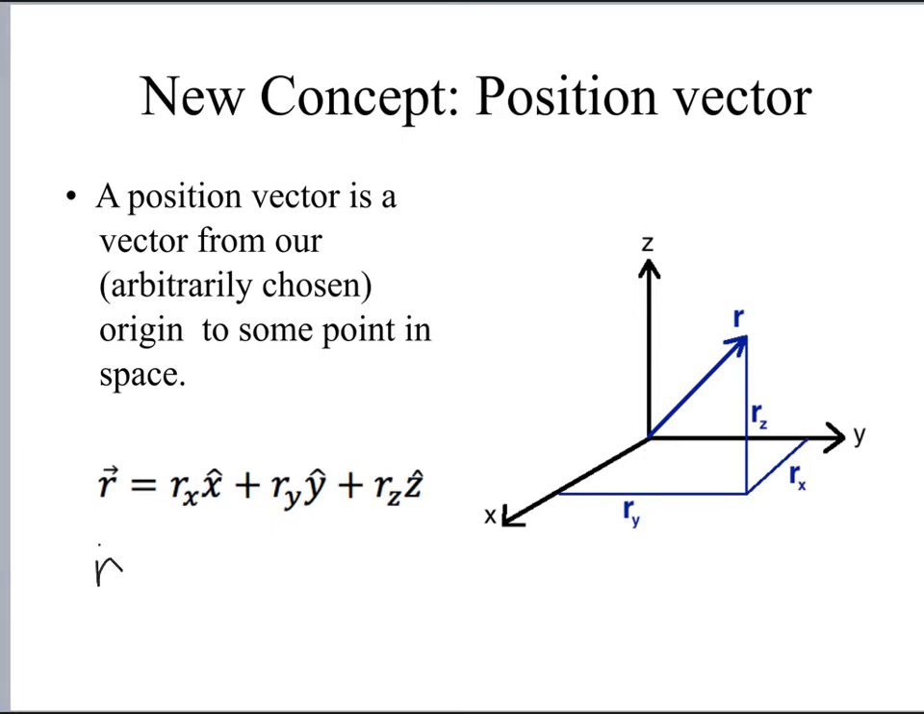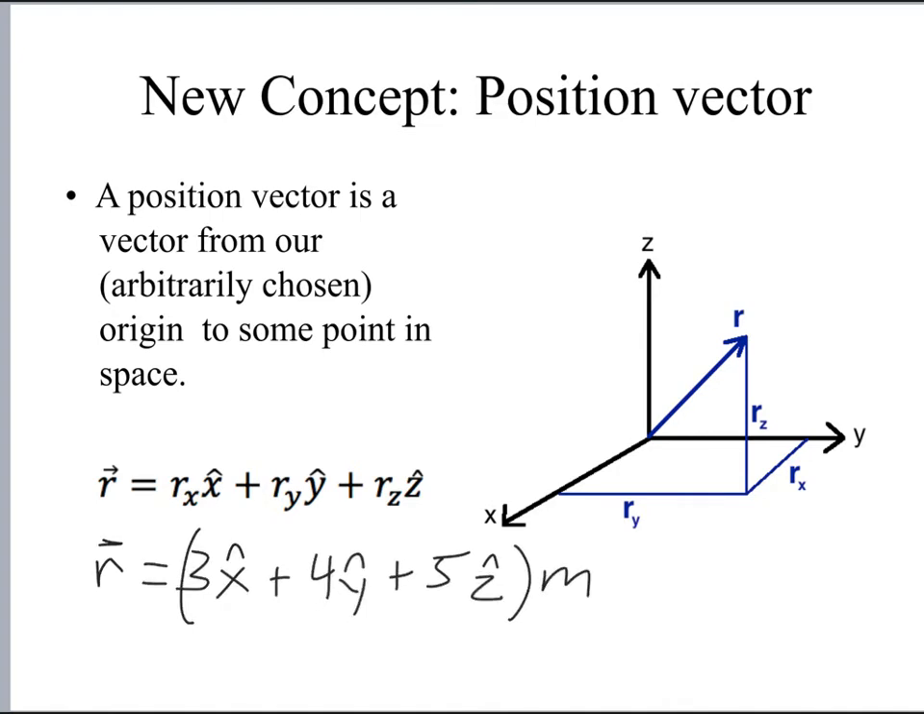So this r vector, for example, it might equal 3 in the x hat direction, plus 4 in the y hat direction, plus 5 in the z hat direction. And we could say that this position vector is going to be in something like meters or feet, whatever. But in this case, we would see that Rx, that's the value of the x component, is just going to be 3. Ry is going to be 4, Rz is going to be 5. And so that would be this particular point right here.